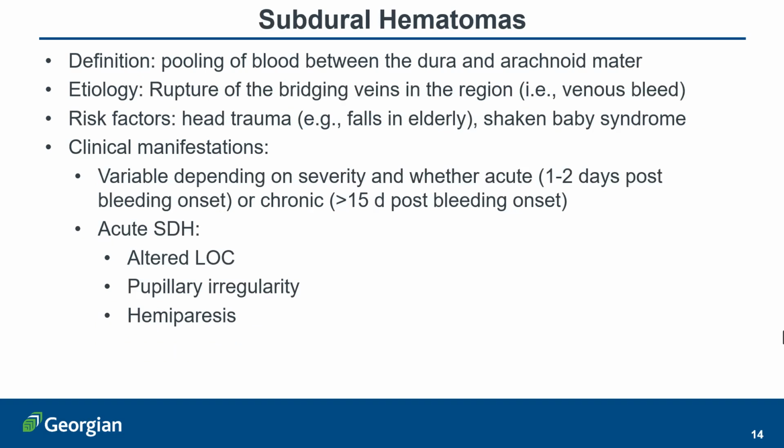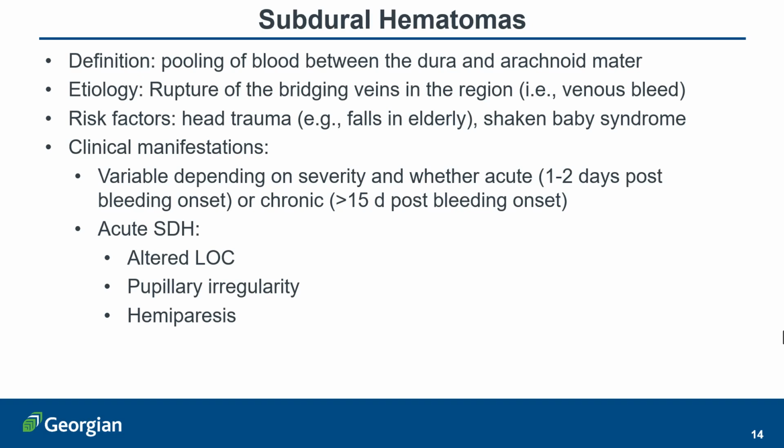Subdural hematoma, on the other hand, is the pooling of blood between the dura and the arachnoid mater. It occurs as a consequence of the rupture of the bridging veins in the region. In other words, it's a venous bleed as opposed to an arterial bleed. The risk factors for the development of a subdural hematoma include head trauma, for example, falls in the elderly. So you might say at this stage, how is this different from an epidural hematoma? Usually the head trauma is less severe compared to the head trauma that results in an epidural hematoma. So it usually doesn't cause a skull fracture. If there's a skull fracture, then almost invariably there's a much greater increased risk of an epidural hematoma.